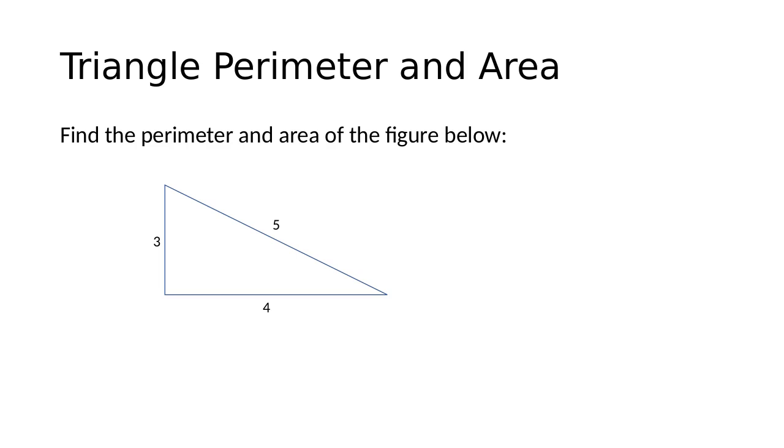Find the perimeter and area of the figure below. And the figure below is a triangle. We can see that. And we've been asked to find two different things. First, the perimeter, which is going to be adding up all the sides. So 3 plus 4 plus 5.